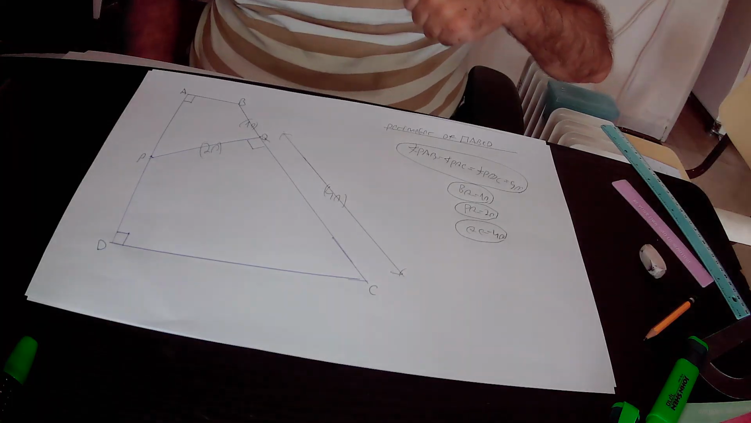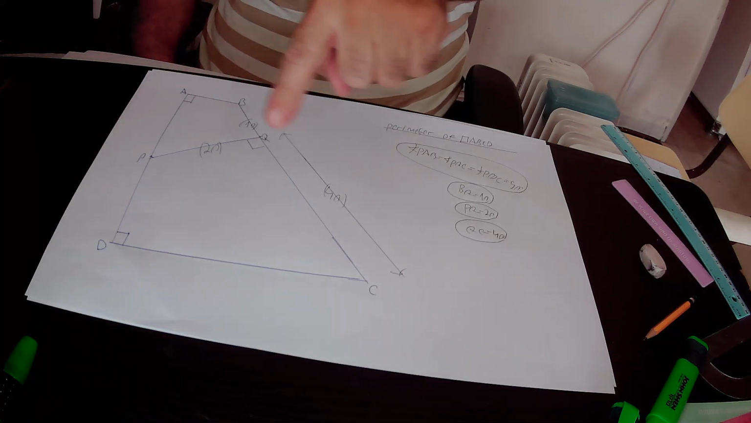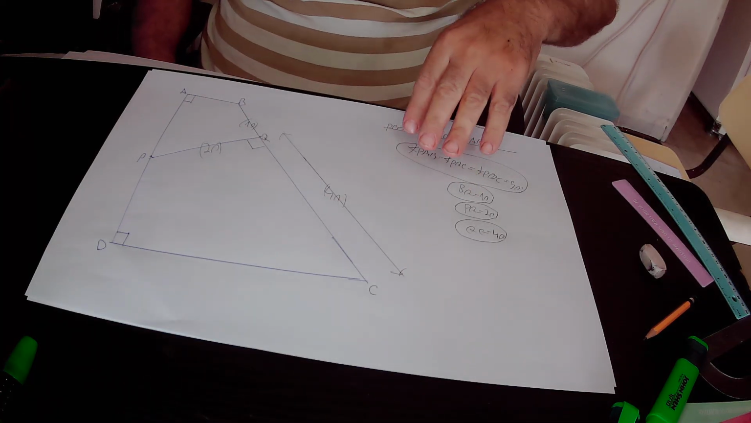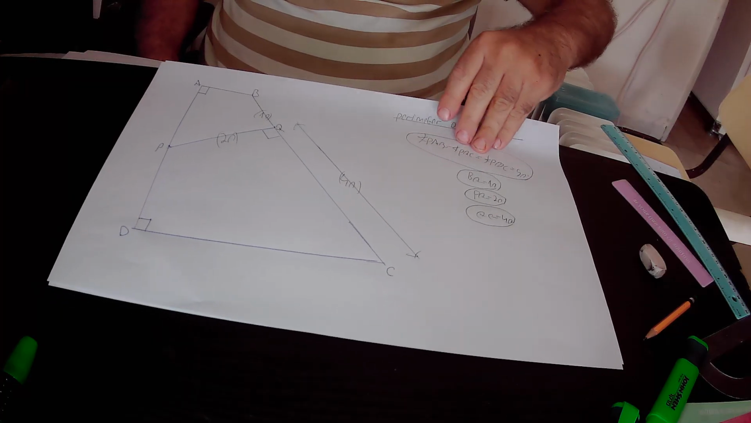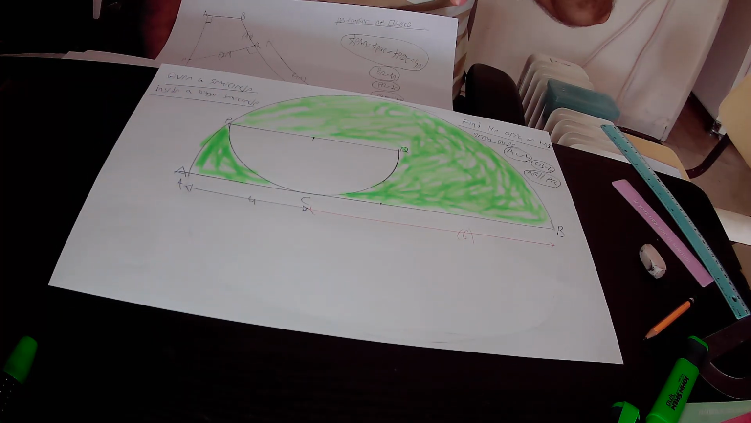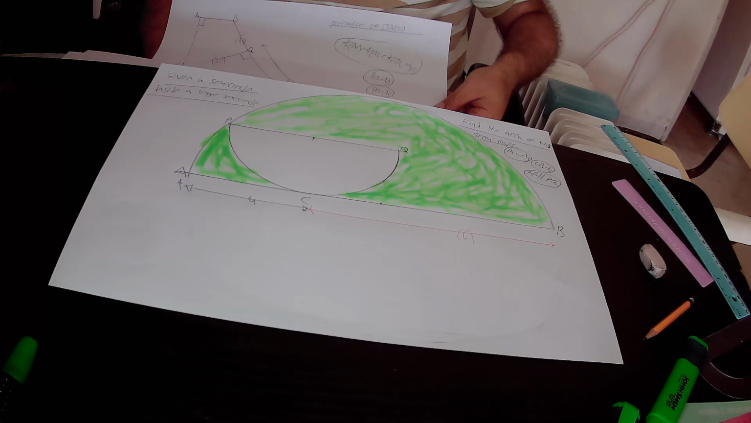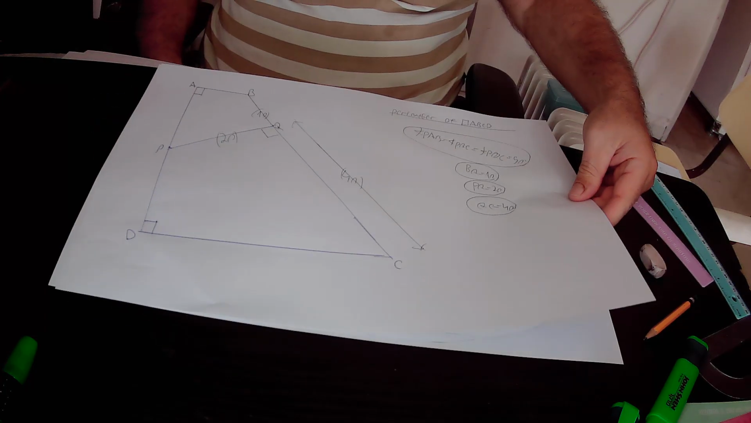And now in this lecture we'll answer two questions. In the first question we find out the perimeter of this quadrilateral ABCD. And in the second question we find out the area of this green shape. So we start with the first question.